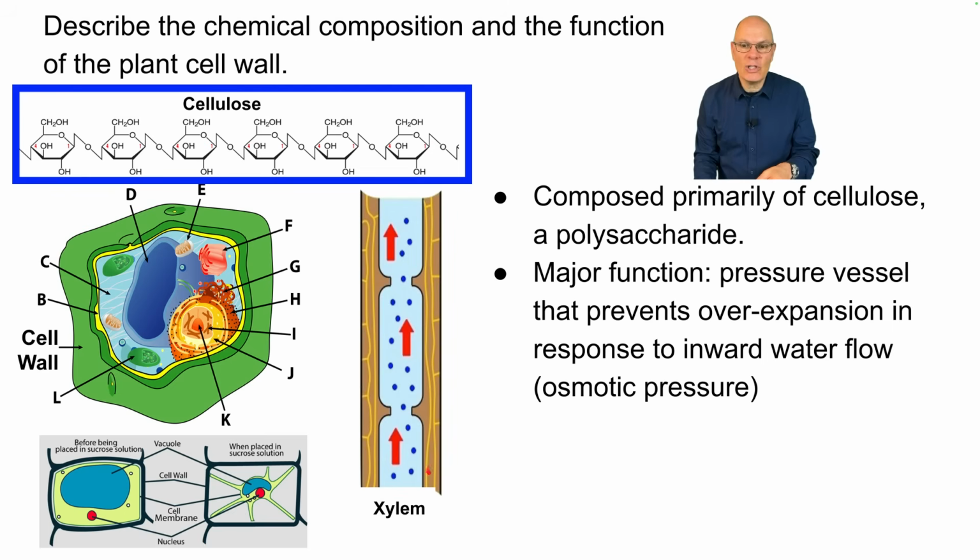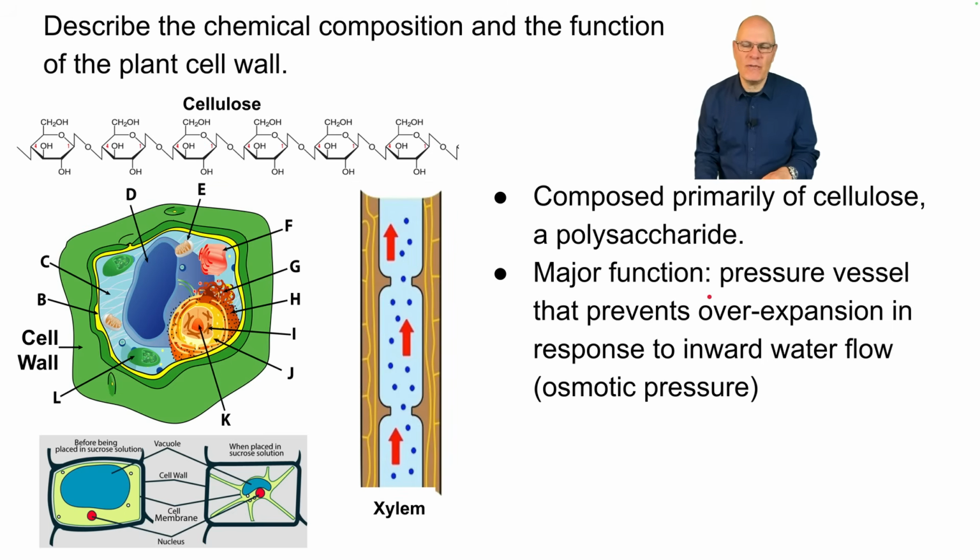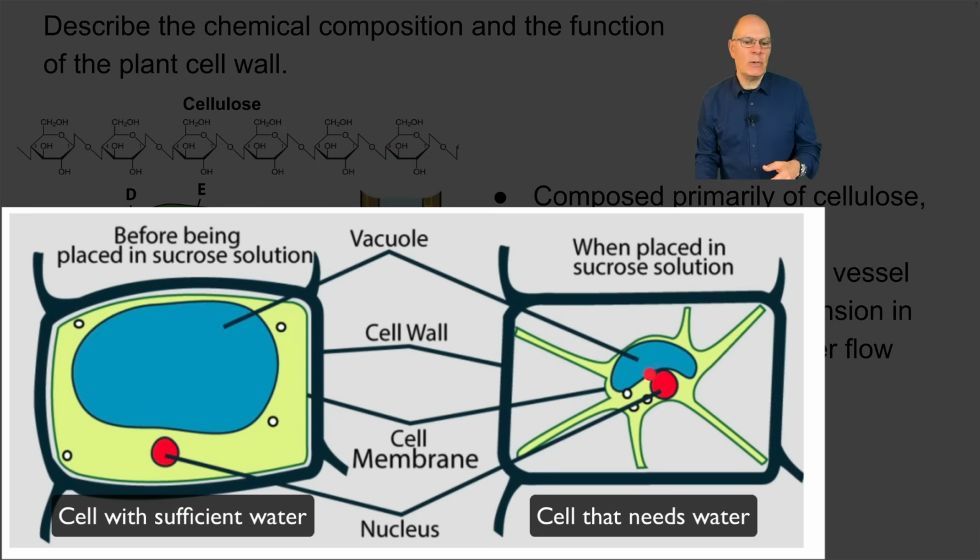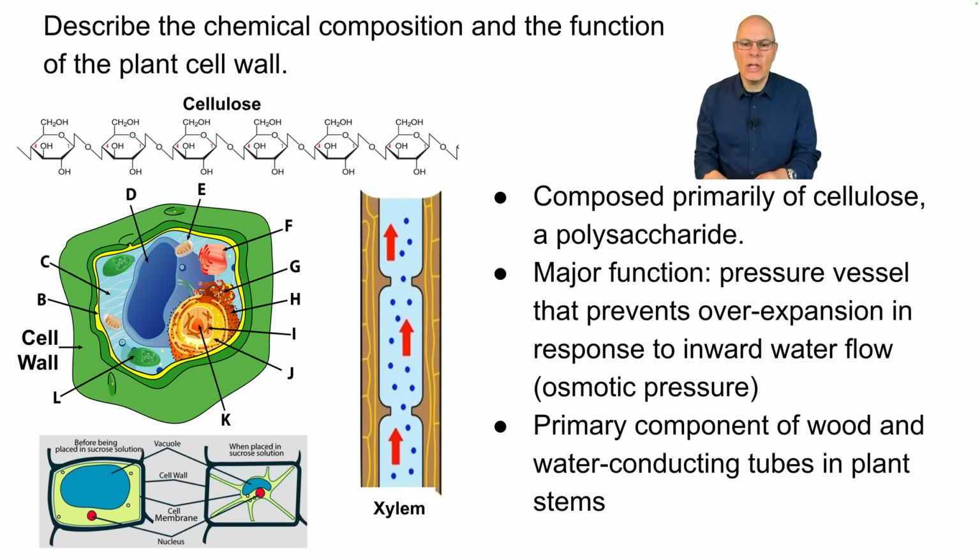The major function of the cell wall is that it acts as a pressure vessel that prevents overexpansion in response to inward flow of water, osmotic pressure. So here we see as water flows into a plant cell, the central vacuole will expand and it'll look like this. The cell will be full of water, and that water will push against the cell wall, keeping the plant cell full and firm, avoiding wilting. So that's a good thing for the plant. And the cell wall is the primary component of wood and the water conducting tubes in plant stems.